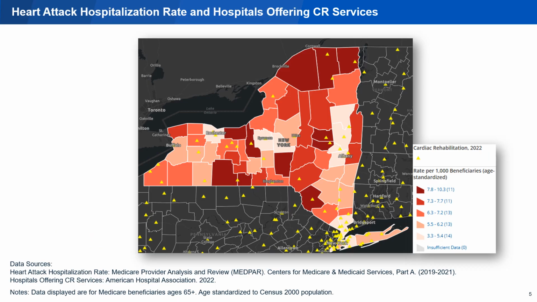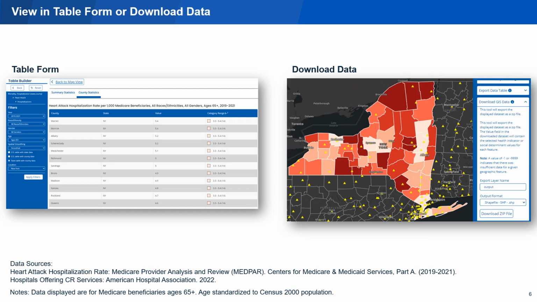Here we see county-level heart attack hospitalization rates per 1,000 Medicare beneficiaries combined with hospitals offering cardiac rehabilitation services. Counties with the highest heart attack hospitalization rates are identified with dark red, and counties with the lowest hospitalization rates are identified with light pink. We can see that there are several counties with high heart attack hospitalization rates that do not have any hospitals that offer cardiac rehabilitation services. In addition to creating maps in the Atlas, you can also view information in table form or download the data.